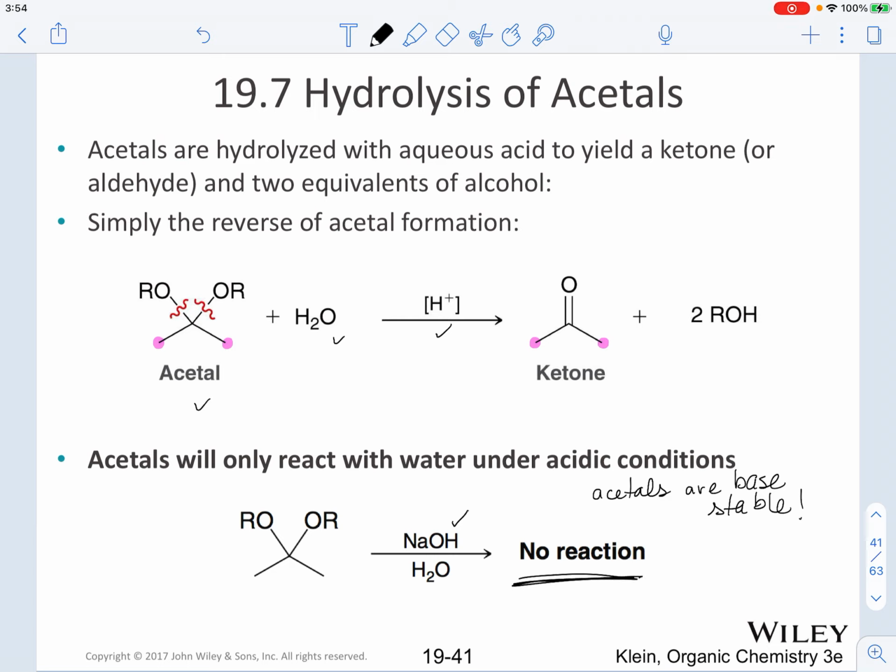So for example, when you are incorporating acetals as protecting groups, as we saw earlier in the chapter, to remove the acetal as a protecting group, you may not suggest the use of base and water. It must be acid and water in order to remove them.